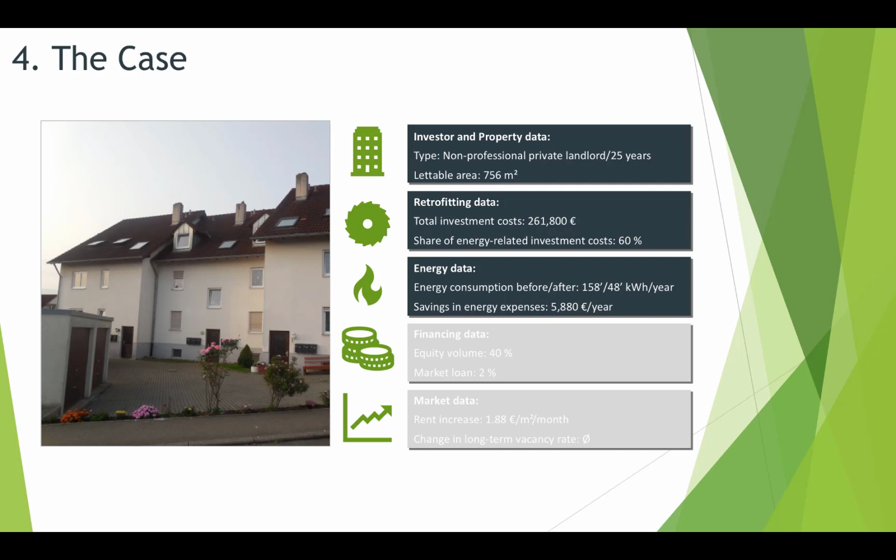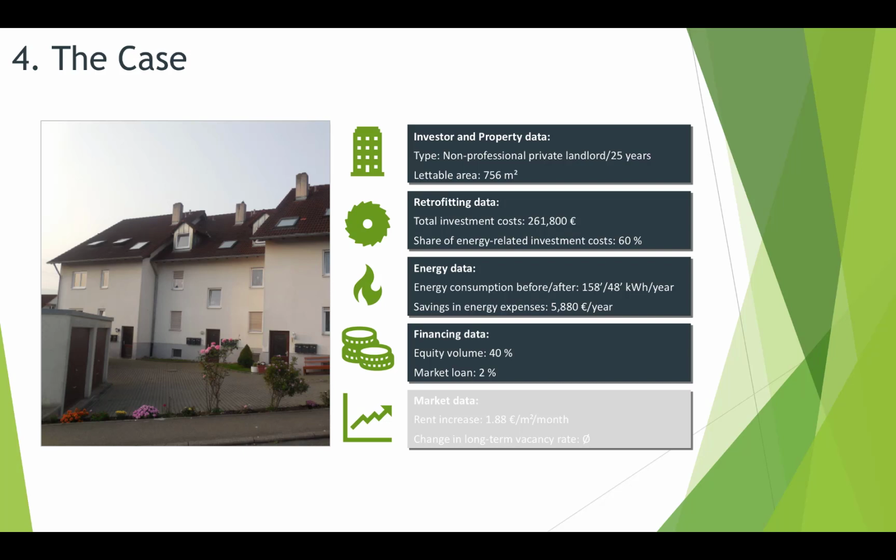In our case, the savings amount to around 6,000 euros per year. This can either increase the profitability of the investment or reduce the additional burden for the tenant. It would lead way too far for this introductory video to explain the mechanisms of financing, but you will agree that the financing of the project has a major impact on the profitability.